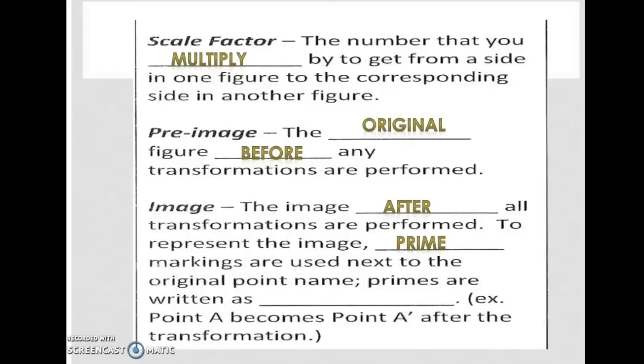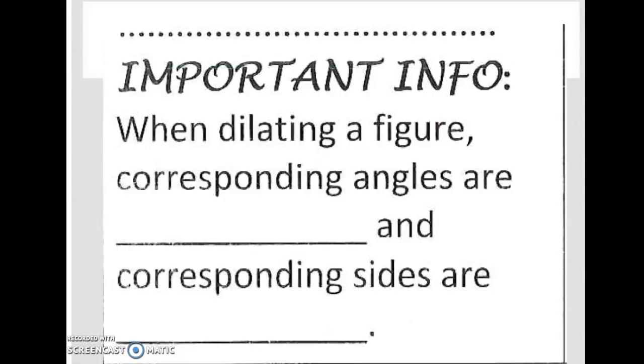We will use the prime marking to represent the image. A marking is used next to the original point name. Primes are written as an apostrophe. Example: point A becomes A apostrophe after the transformation. Important information: when dilating a figure, corresponding angles are congruent and corresponding sides are proportional.